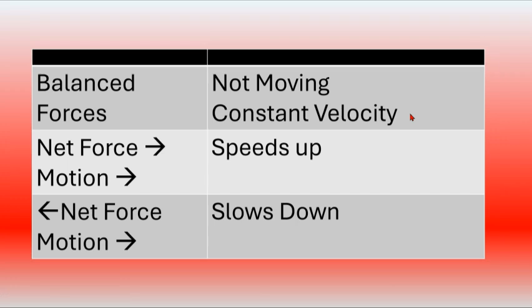The net force could be in the direction of the motion, in which case the object is going to speed up, or the net force could be in the opposite direction of the motion, in which case the object is going to slow down. These are the three possibilities, and this is how we can predict what's going to happen to the motion if we know what is true of the net force.